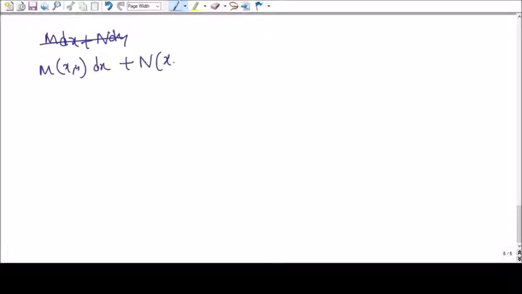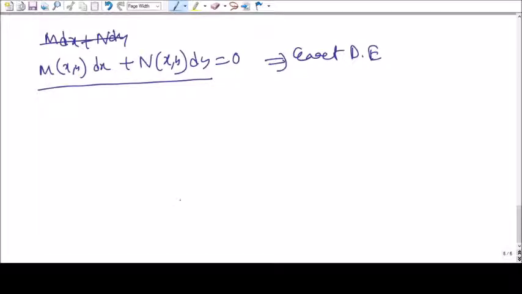So we can say that a differential equation of the form M(x,y) dx plus N(x,y) dy equal to 0 is said to be an exact differential equation when this term is an exact differential, that is, when this condition is satisfied: ∂M/∂y equal to ∂N/∂x.